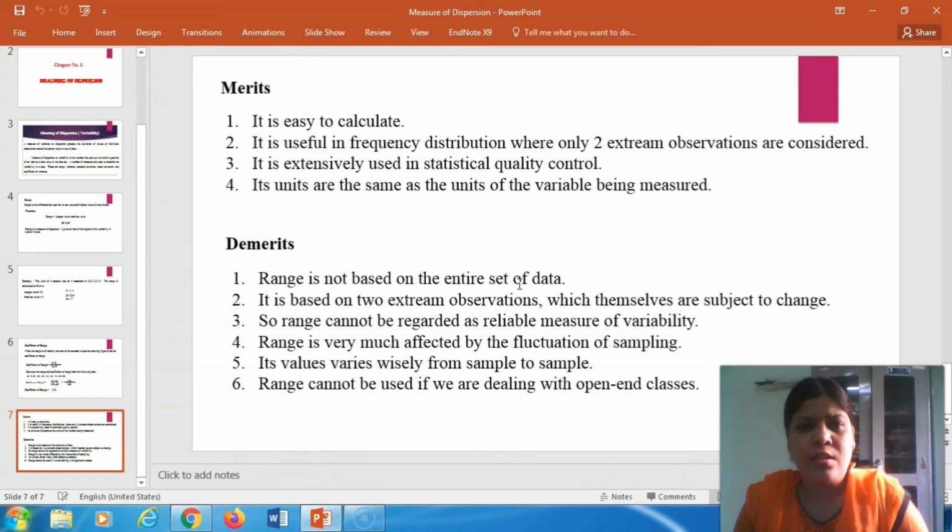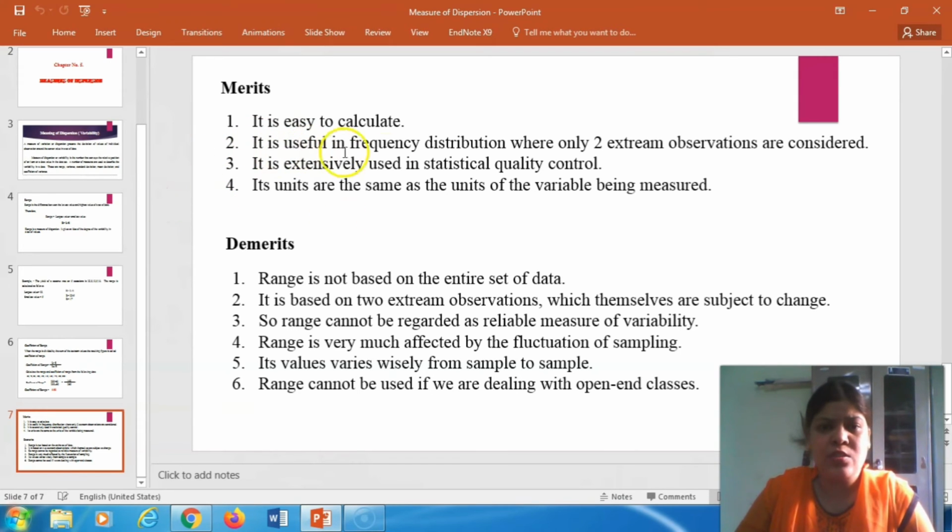Okay, let us see merits of range. It is easy to calculate. It is useful in frequency distribution where only two extreme observations are considered. It is extensively used in statistical quality control. Its units are the same as the units of the variable being measured.